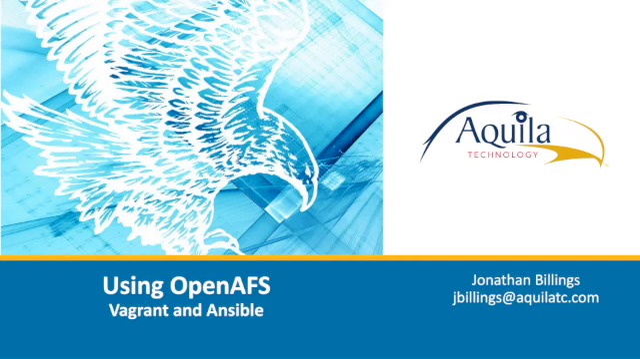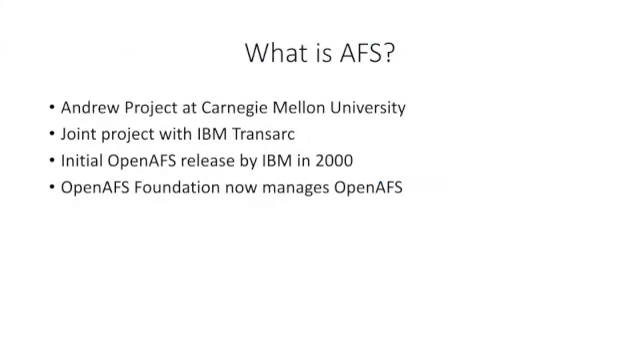So we've looked a little bit at AFS, but we really haven't talked about what AFS really is. So let's talk about that. AFS started as part of the Andrew project at Carnegie Mellon University as a joint project with IBM. In the year 2000, IBM released the AFS source and it became OpenAFS. And now OpenAFS is managed by the OpenAFS Foundation.